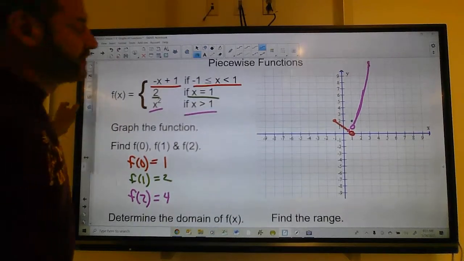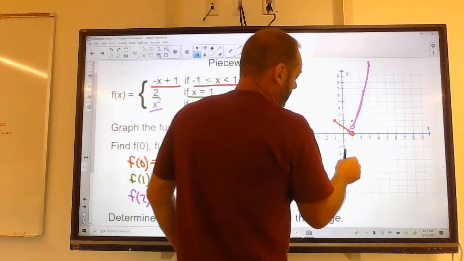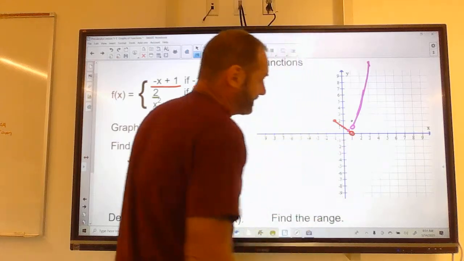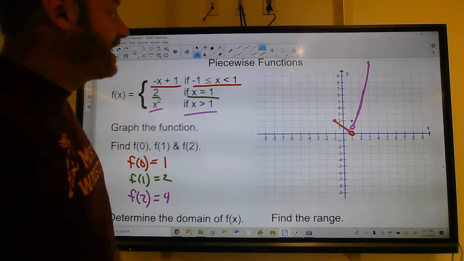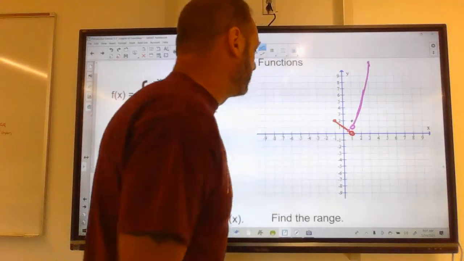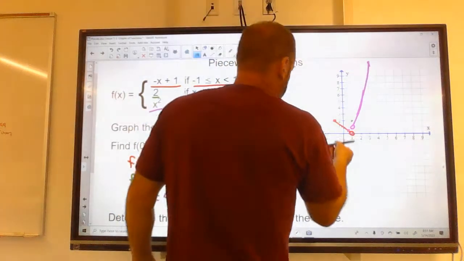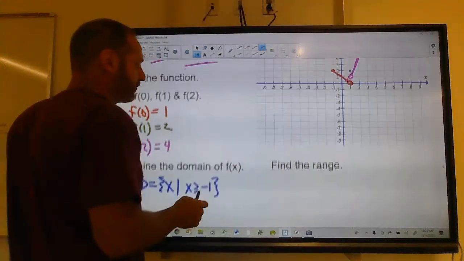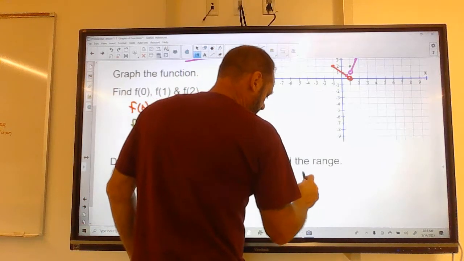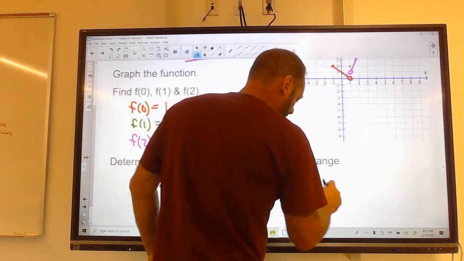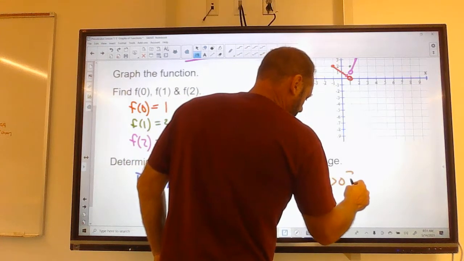Now, what's the range? Okay, well, I've got to find the lowest point. The lowest point doesn't quite get to 0. It gets as close as I want to 0, but it never gets to 0. And then it goes as high as I want. It actually overlaps in some places, but I don't care about that. So the range is going to be the set of all y's where y is greater than 0.